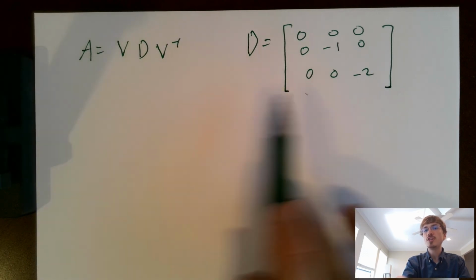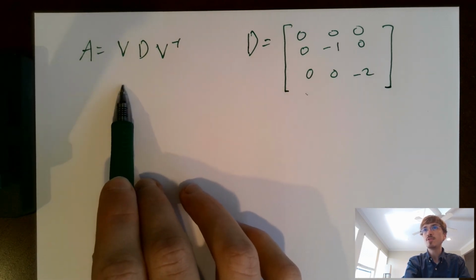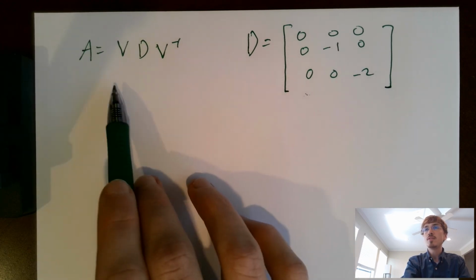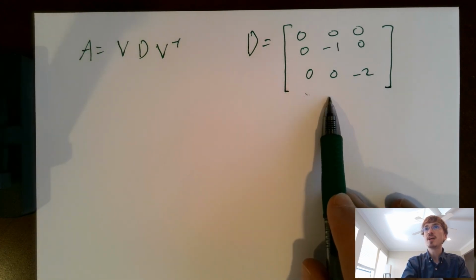The first column of the matrix V will be whatever basis of the eigenspace for lambda equals 0. The second column will be a basis for the eigenspace corresponding to lambda equals negative 1.